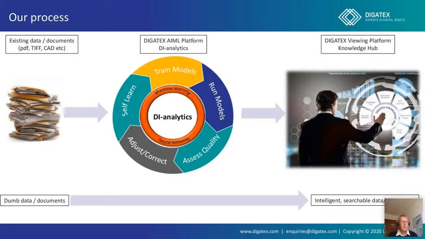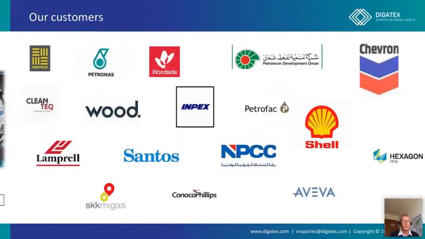So essentially what we're doing is taking unintelligent, unconnected, dumb data or documents and creating intelligent, searchable data and documents. Using our domain knowledge and AI platform, we are removing that 20% time looking for data and making it very, very fast indeed. So that's essentially what we do.